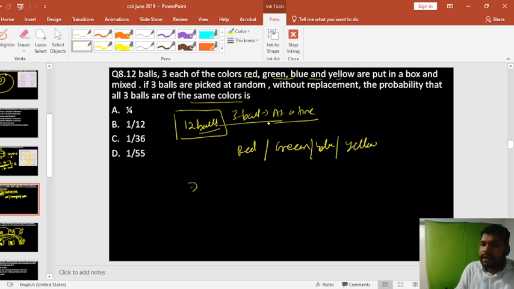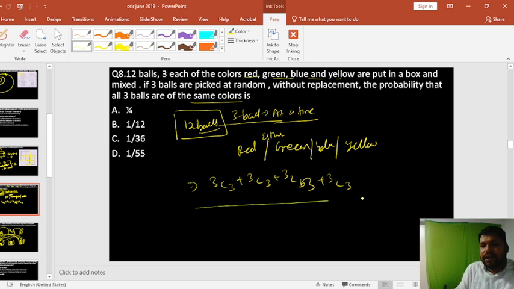Then what is the probability of getting the red ball? So it's 3C3. So it is either, either means you have to add it: 3C3 green, 3C3 blue, and 3C3 yellow. And the total number of balls is 12.